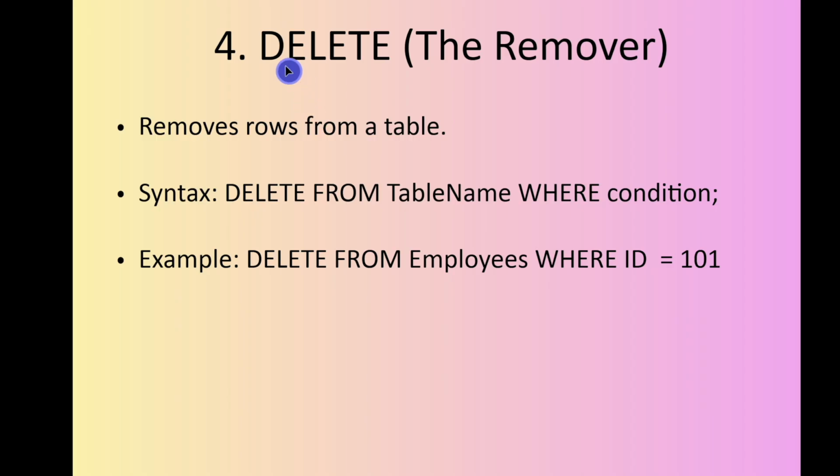And then the last thing is delete, the remover. What does it do? It removes records, and again: delete from the table, and then the condition you're going to provide. Delete from employees where ID is 101. So it will go into the employees table and delete the record which has 101 as the ID.